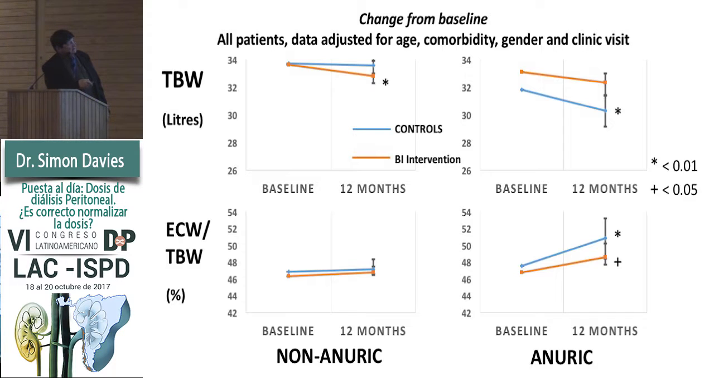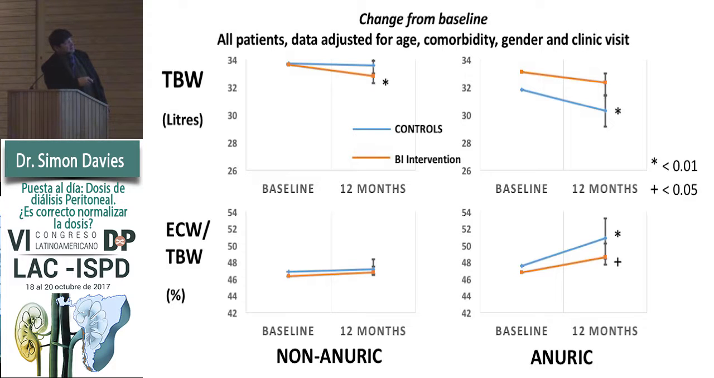You see a reduction in total body water happening here, and an increase in the extracellular water to total body water ratio happening longitudinally. And the best explanation for this is that these patients are losing muscle mass. So when a patient becomes anuric on PD, they become progressively muscle wasted. Because they're becoming muscle wasted, their total body water falls because most of your water is sitting inside muscles.